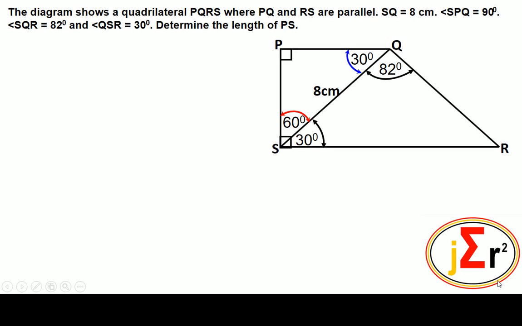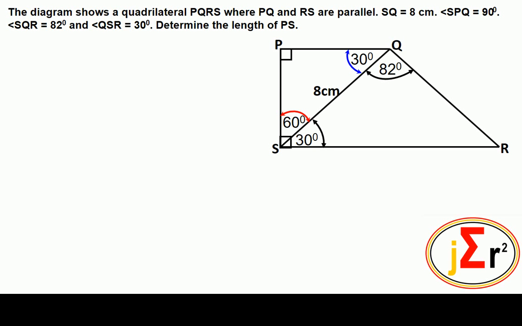The diagram shows a quadrilateral PQRS where PQ and RS are parallel. SQ is 8 centimeters, SPQ is 90 degrees, SQR is 82 degrees, and QSR is 30 degrees. Determine the length of PS.